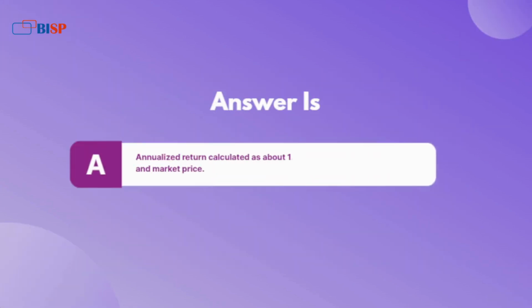Answer is A. Annualized return calculated as about 1.29% considering reinvested coupons and market price.